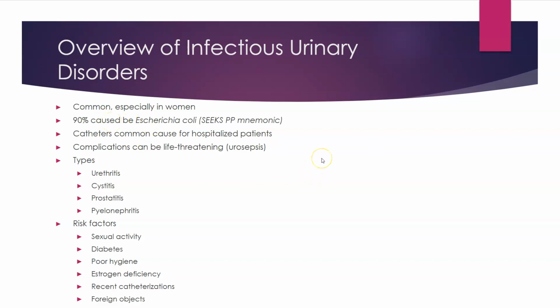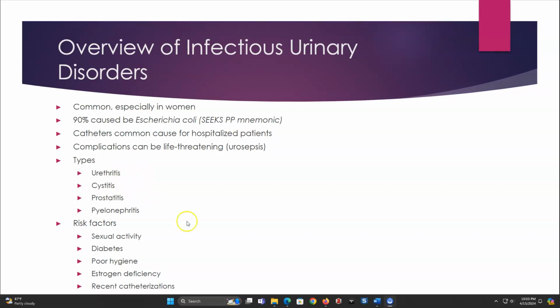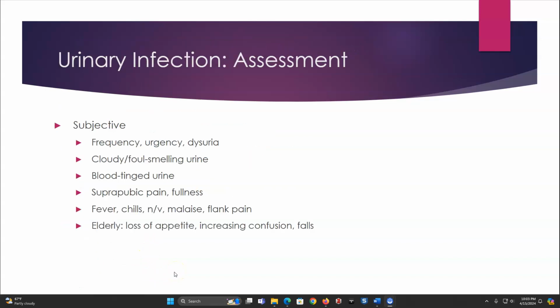So catheterization, of course, is a major concern with this, with 1 in 3 patients who have had a catheter getting a UTI. Complications can be life-threatening, so depending on where it's at is how we name it. Risk factors for UTIs can include sexual activity, diabetes mellitus, poor hygiene, estrogen deficiency, and recent catheterizations.